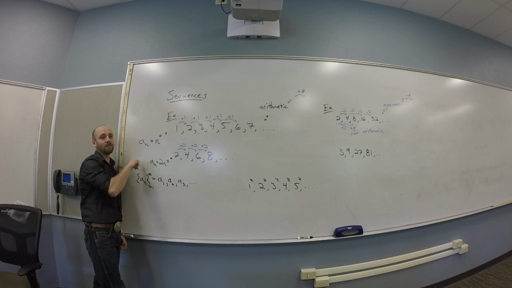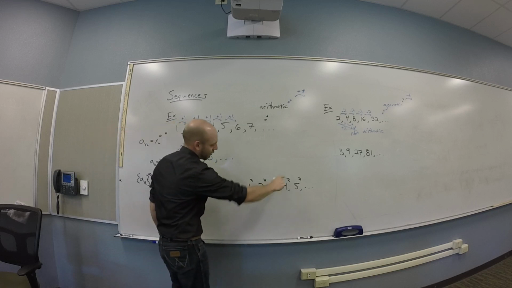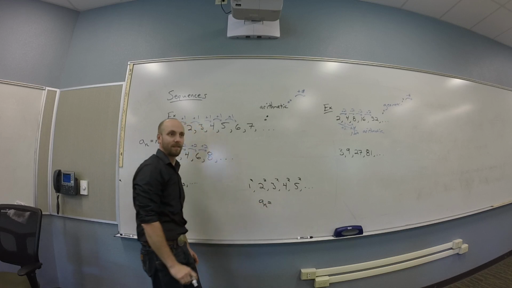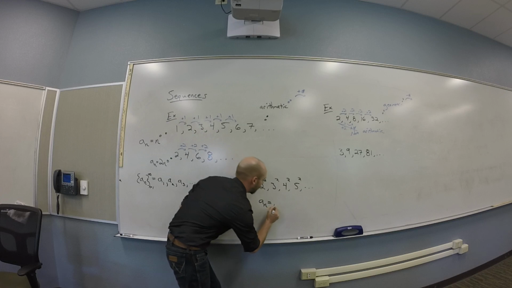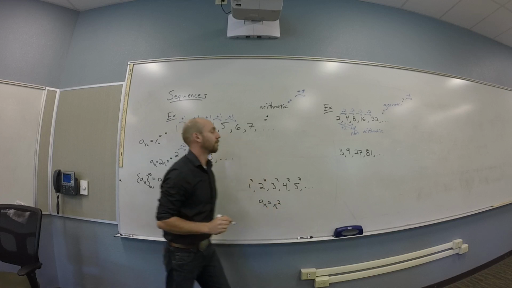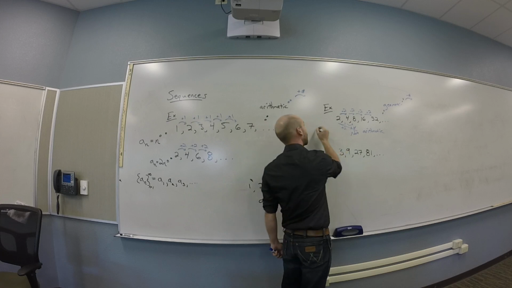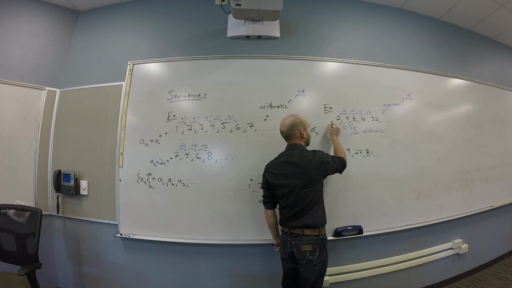These closed formulas do not always exist. For this guy, I think we can come up with one. What are the A_n's for the square sequence? N squared. They're just n squared, right? Okay. How about for these guys, my geometric examples? What's the A_n for the one that's 2, 4, 8?